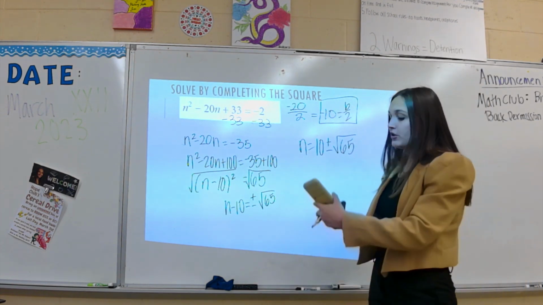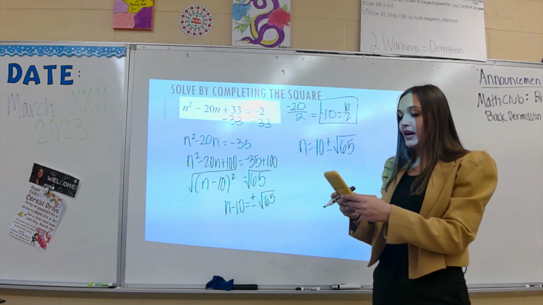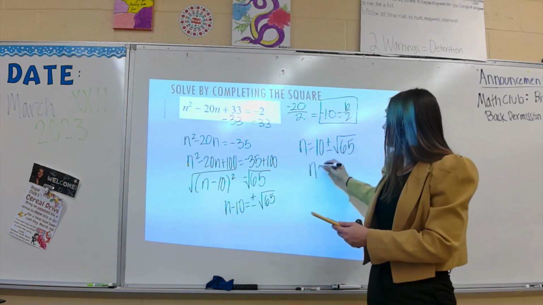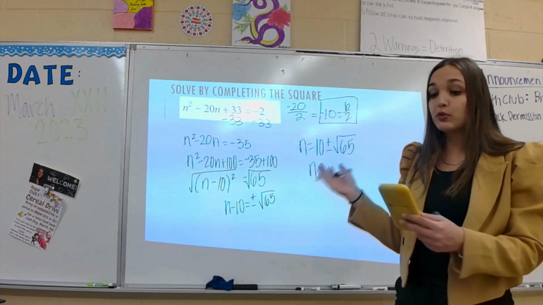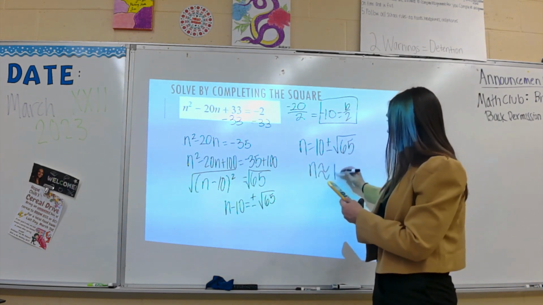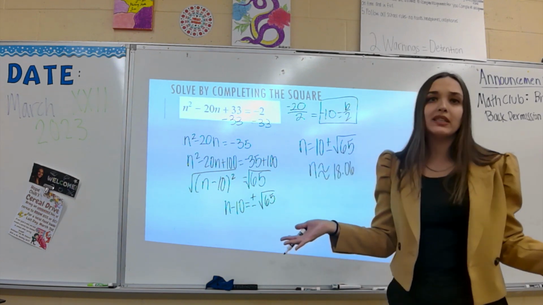So you're going to put in your calculator 10 plus the square root of 65. And we have to put those approximation symbols. It's not exactly this number because we're going to round it. So I'm going to get 18.06. I chose 2 decimal places.